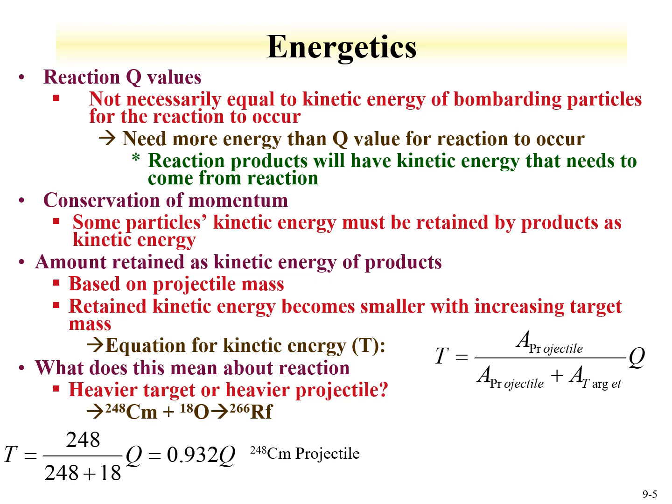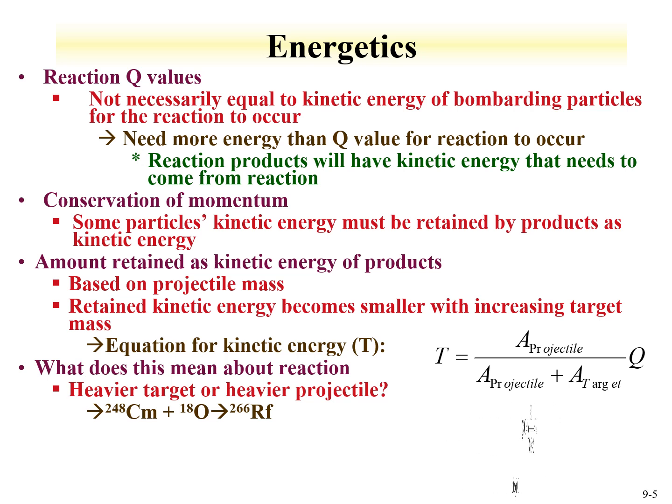We see this because the fraction is equal to 248 divided by the sum of 248 plus 18. Now, if we go the other route, which is actually done experimentally, where we accelerate oxygen into curium, we wind up with the kinetic energy being only a smaller fraction of the Q value. This is one reason why you often accelerate the light particle into the heavier target.